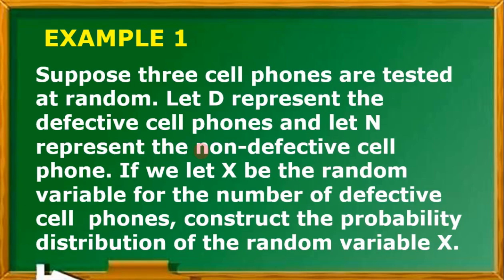Suppose 3 cell phones are tested at random. Let D represent the defective cell phones, and N represent the non-defective cell phone. If we let X be the random variable for the number of defective cell phones, then we are to construct the probability distribution of the random variable X. As defined, X is the random variable for the number of defective cell phones.